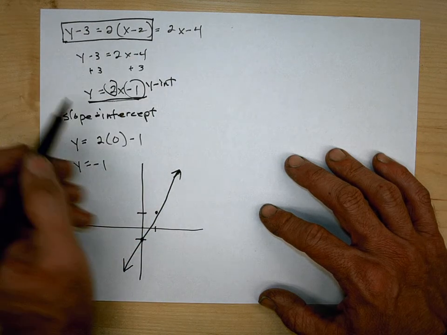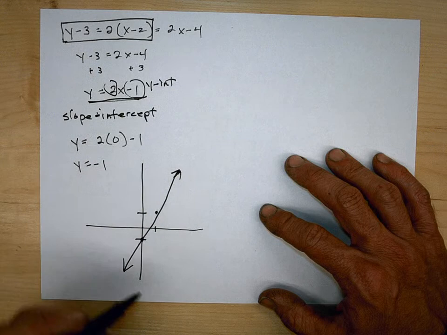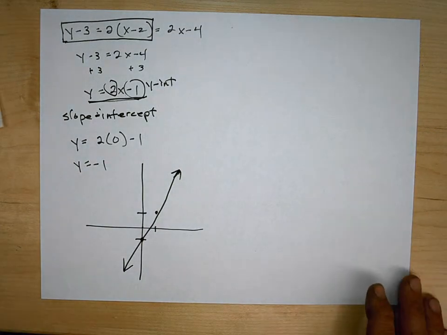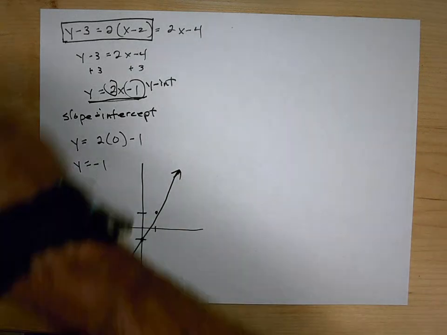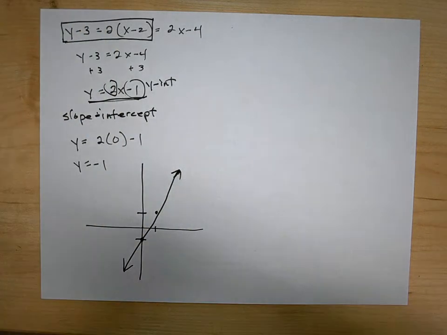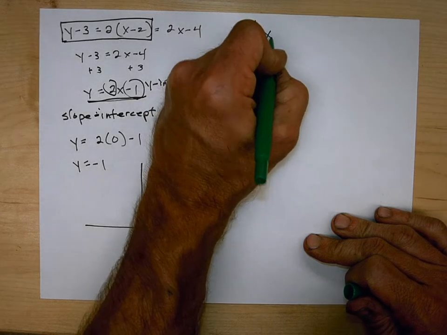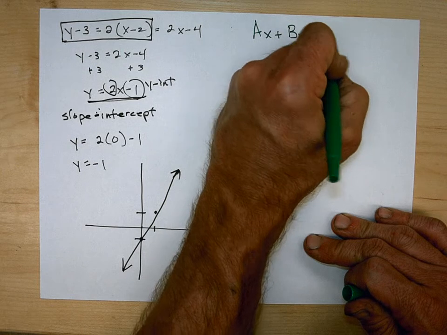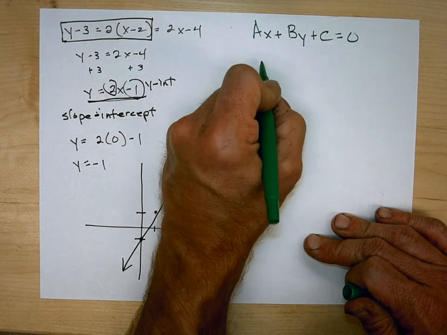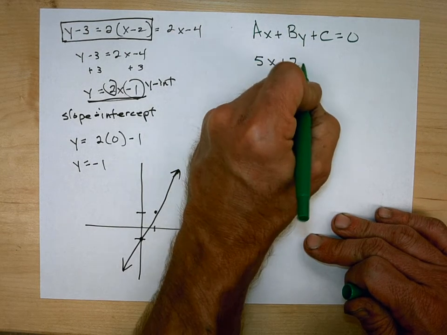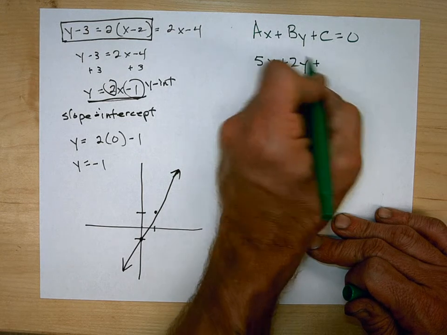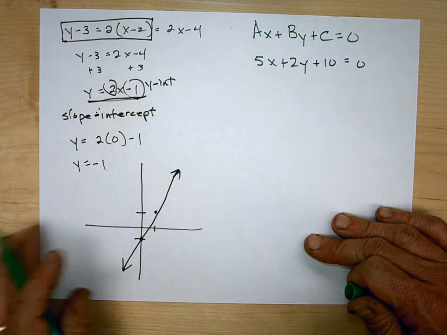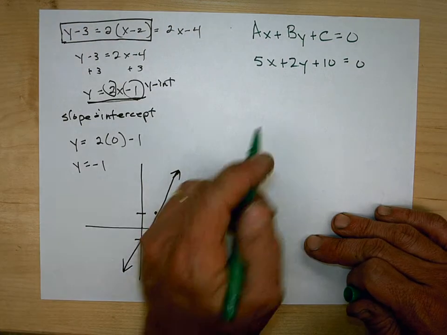If you need to graph it, you might want to rearrange it like we did here to graph it using the slope-intercept form. Finally, there is what we call standard form. So let me use a different color. Kind of start something a little bit new here. So standard form of a line is ax plus by plus c equals 0. For example, we might have 5x plus 2y plus 10 equals 0.